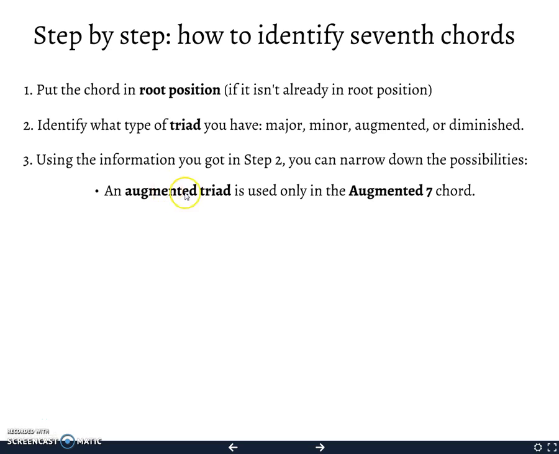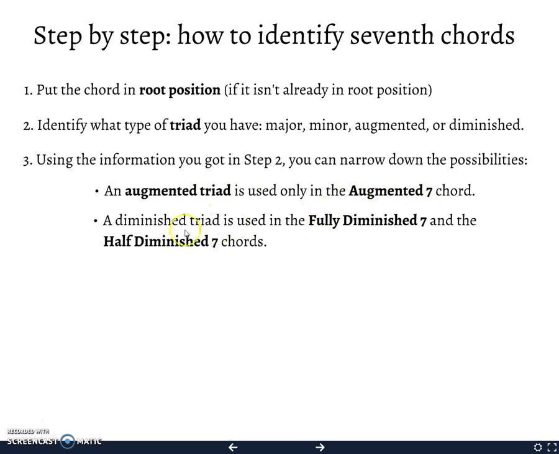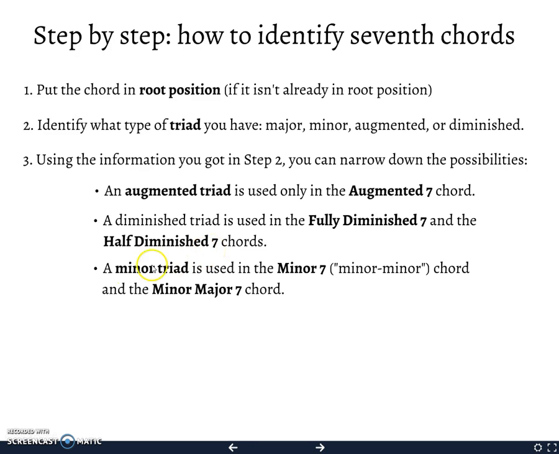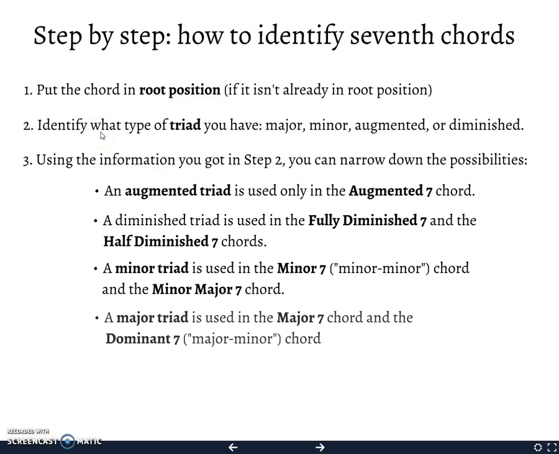If you have an augmented triad, that's only used in the augmented seven chord. You're done. If you have a diminished triad, you know it's either going to be a fully diminished seven or a half diminished seven. If you get a minor triad, it's in the minor seven chord and it's in the minor major chord. If you have a major triad, you've got either a major seven chord or a dominant seven chord.